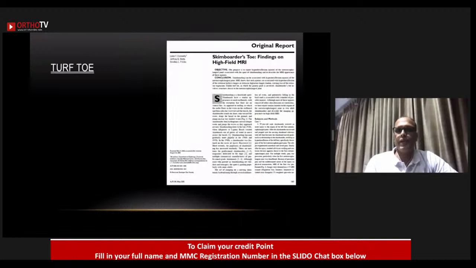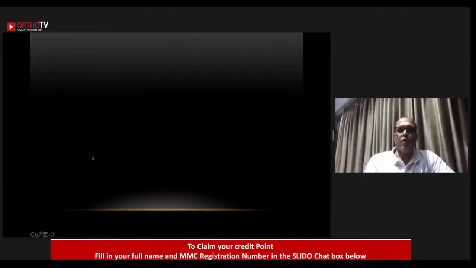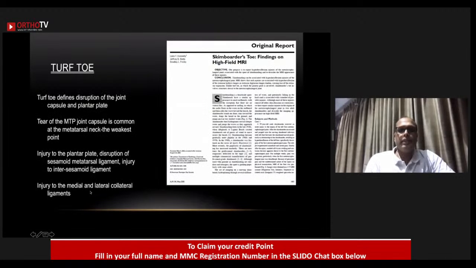So turf toe, again, is commonly seen in high-end sports persons, and that would be the result of injury to either the plantar plate or the collateral ligaments, which eventually would be shown up because of altered local biomechanics. There would be secondary injuries to the adjacent supporting ligaments.